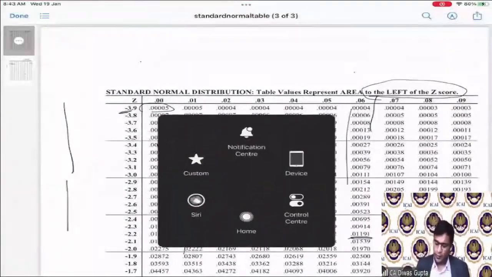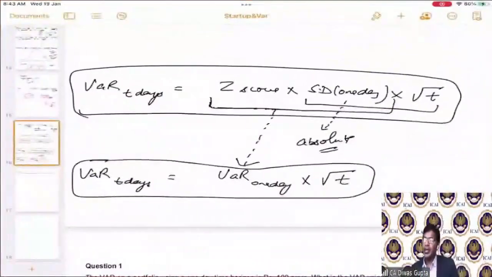Okay. So let us go to the questions now. Before that, okay, there are some queries. Let me take the queries first.